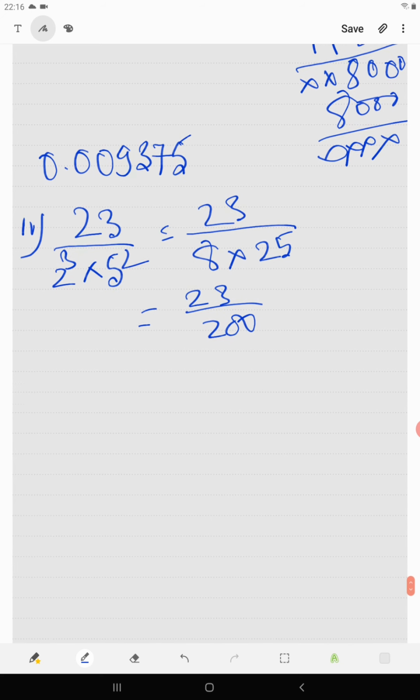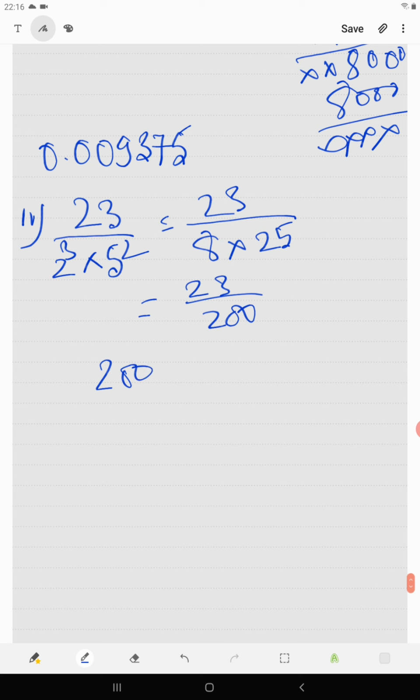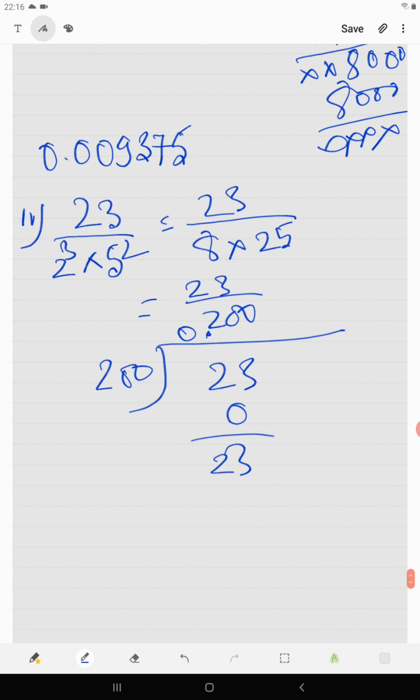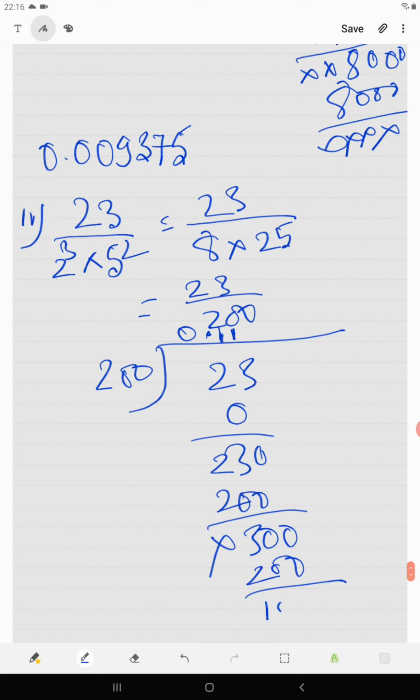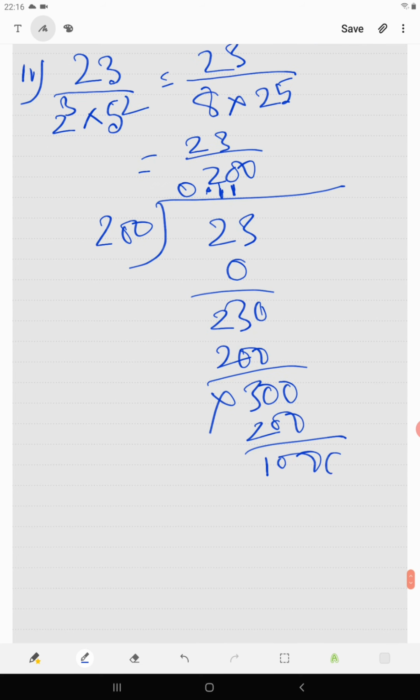Let's divide. So 0, 23. So point will come, 0 will come over here. So 200 1 ja 200. We got 30, and again 0. 200 1 ja 200. We got 100. Okay, again 1 0, and 200 5 ja is 1000. So we got totally divided over here. So what is the answer? 0.115.